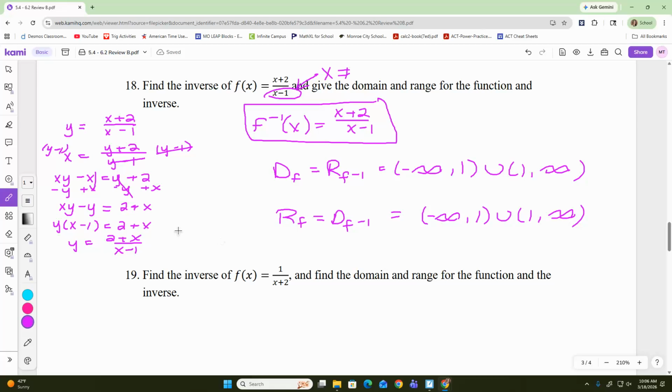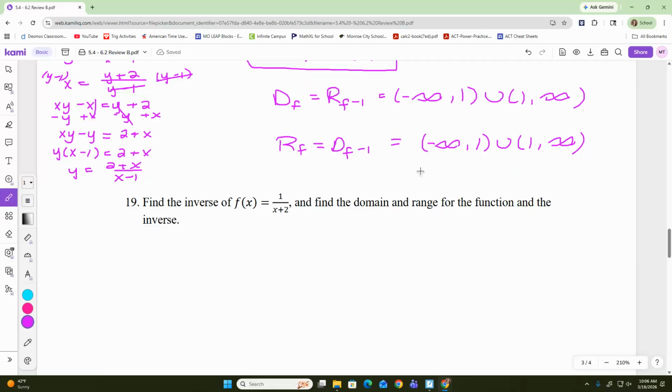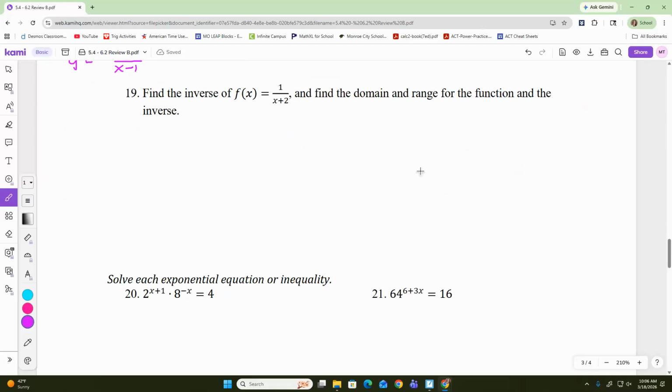All right, let's look at the next one. So if I want to find the inverse of this, we change f of x to a y. We switch x and y. And now what do we do?